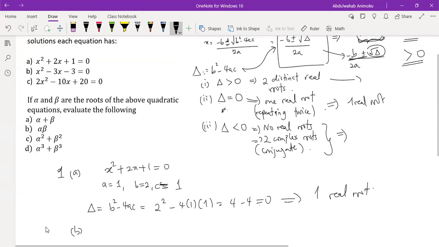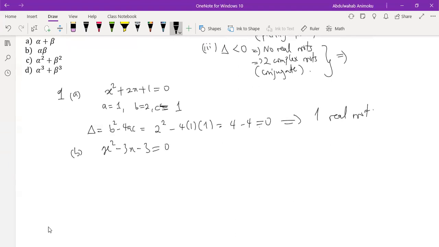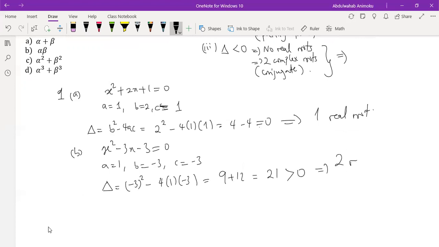What about the B problem? The B says x squared minus 3x minus 3 equal to 0. Now what happens here is A is 1, B is minus 3, and C is minus 3. So which means the discriminant will be minus 3 squared, B squared, minus 4AC. So that would be minus 3 squared is 9, minus 4 times 1 times minus 3, that will be plus 12, and this is 21. It's greater than 0, so you have 2 real roots.